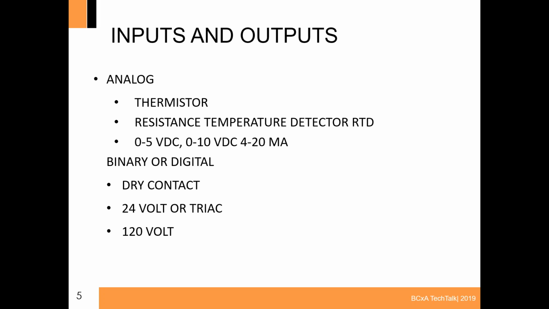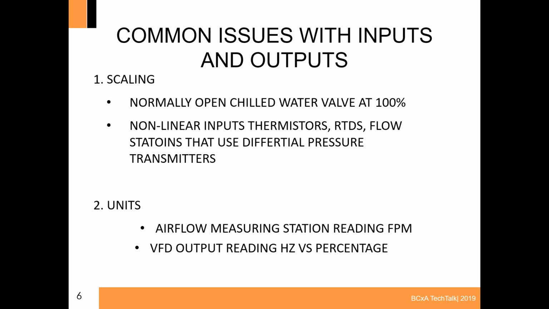You can have binary digital inputs that come into your controls with 24 volts or 120 volts. Not as common, but they still qualify as both binary or digital inputs. Outputs, same concept. You can have a dry contact, or you can have a 24 volt output or 120 volt output. Okay, what are the issues as commissioning agents that we should be looking out for when we deal with inputs and outputs? Scaling is often an issue.